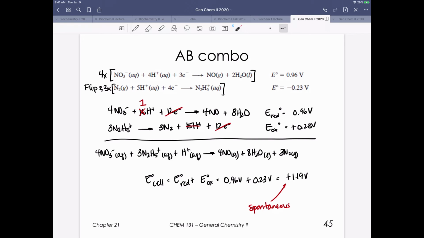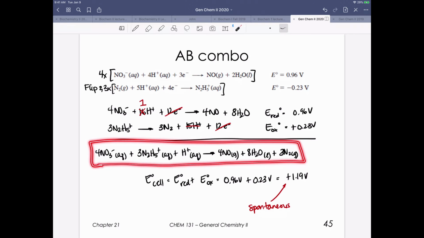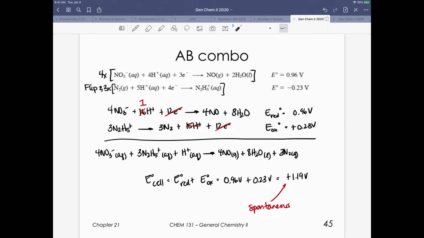And then when we allow those electrons to cancel and we reconcile protons being on both sides here, we sum them up to get this overall reaction. Pretty messy reaction, lots that we have there. But again, E cell is going to be the sum of these two potentials that we have here, an oxidation and a reduction potential. Overall, this is going to be positive 1.19 volts. That's a spontaneous reaction, positive E cell.